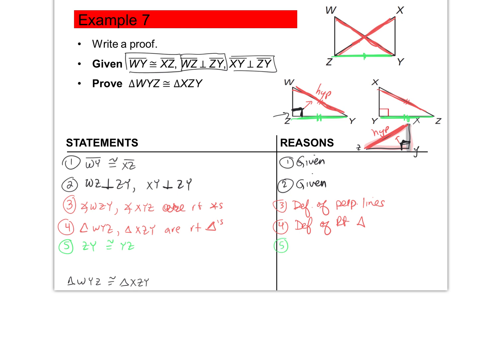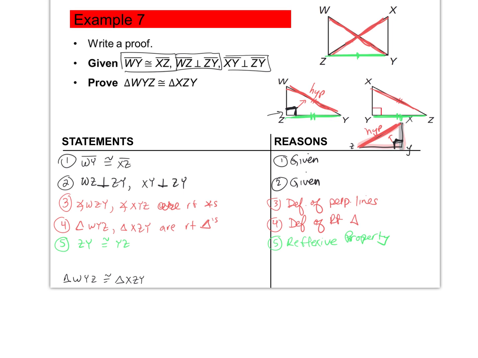How do I know that? Well, a shared side utilizes the reflexive property. It says that the side equals itself. So now I have a leg and a hypotenuse in one triangle and a leg and a hypotenuse in the other. So I now have enough information to say that my two triangles are congruent. So this step down here, let me just rewrite it. Triangle WYZ is congruent to triangle XZY.